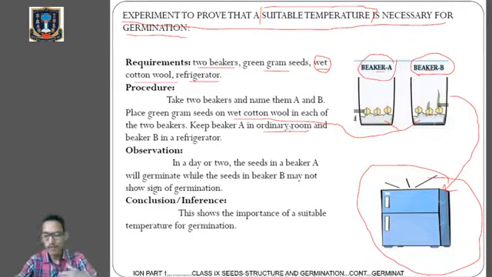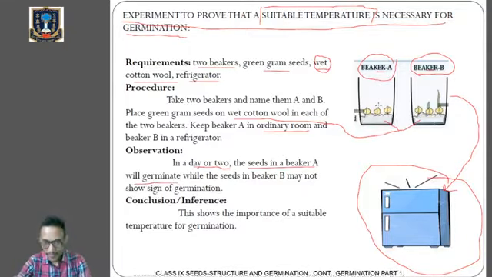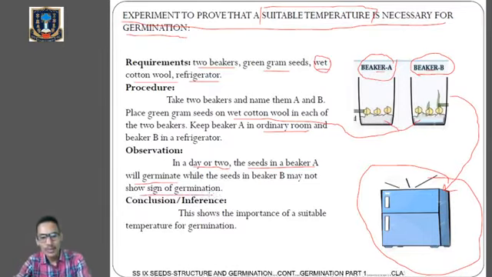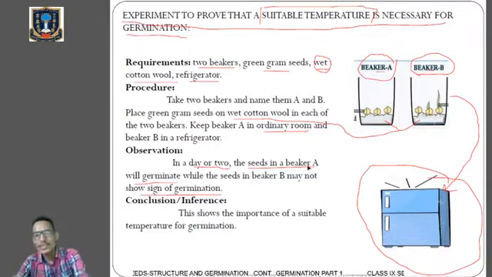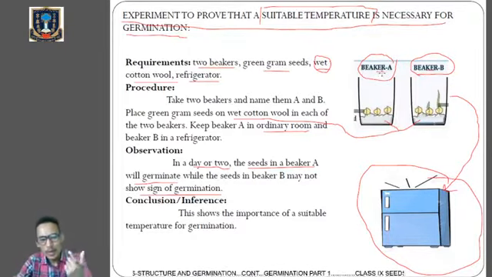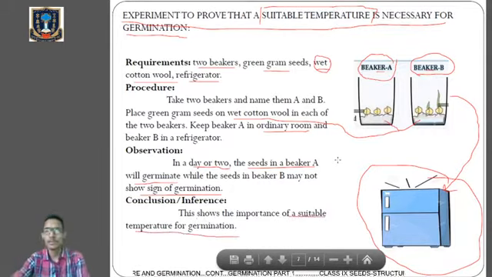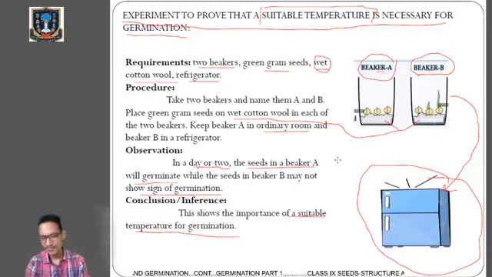Now observation. After a day or two, the seeds in beaker A will germinate. But the seeds in beaker B, which were kept in the refrigerator, will not show any sign of germination. Though they may germinate, they will take a longer time than the seeds in beaker A. What will be your conclusion or inference? That suitable temperature is essential for the process of germination. Clear? It's very easy. This one also you can copy.